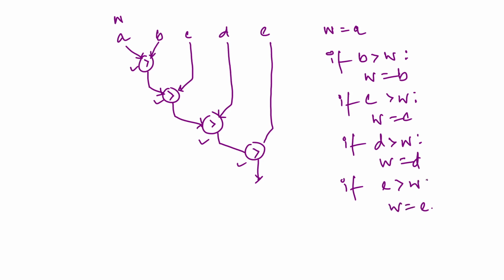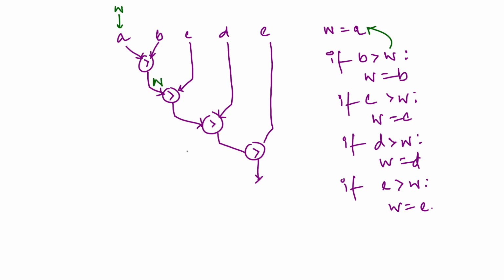So initially winner equals A. Let me clear the space up so that it's easier to follow. Initially A is the winner. Winner equals A. Now I play the match between B and whoever the winner is. The first comparison is between B and A. If B is greater, the winner is B. Else the winner is A. So that's my new winner.